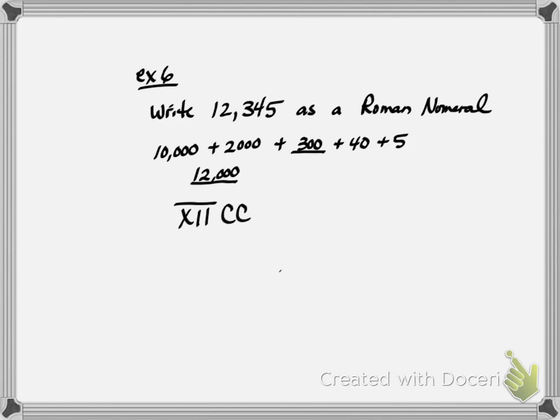300, those are three C's. 3 is fine, just can't do more than 3. 40, I can't do 4 X's, because that's too many. So we can do the X. If X is 10 and L is 50, we need 40, which is 10 before the L. Small before the big tells us we're going to have to subtract. And then 5, we have the symbol for 5.